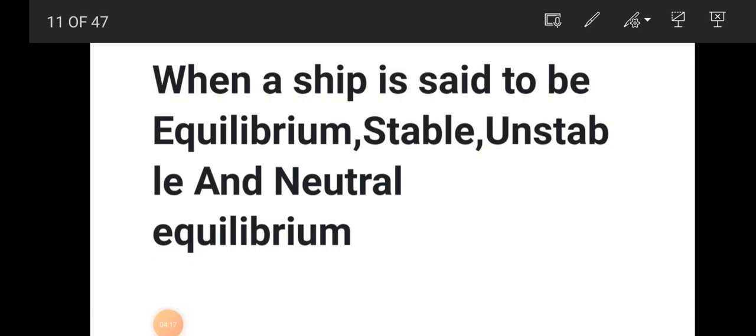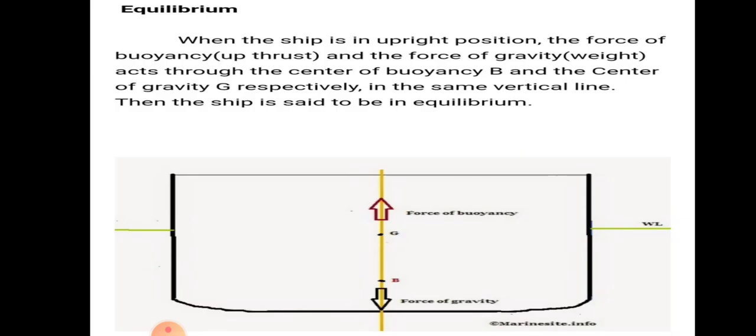When is a ship said to be in equilibrium? The types of equilibrium are stable equilibrium, unstable equilibrium and neutral equilibrium. Equilibrium means that when a ship is in upright position, the force of buoyancy, that means upthrust, and the force of gravity, which act through the center of buoyancy and center of gravity respectively in the same vertical line, then the ship is said to be in equilibrium.